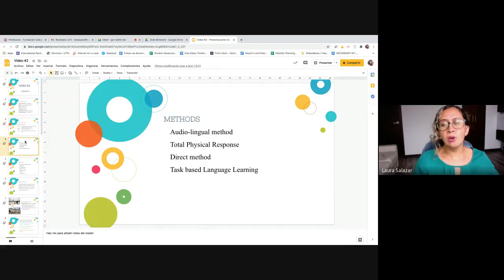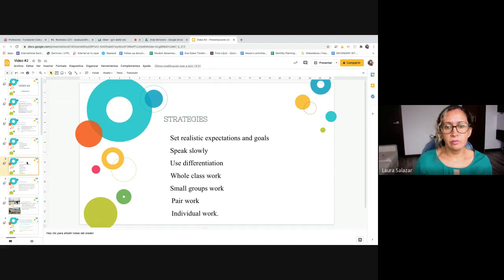The methods: audiolingual method, total physical response, direct method, and task-based language learning. The strategies: set realistic expectations and goals, speak slowly, use differentiation, whole class work, small group work, pair work, and individual work.